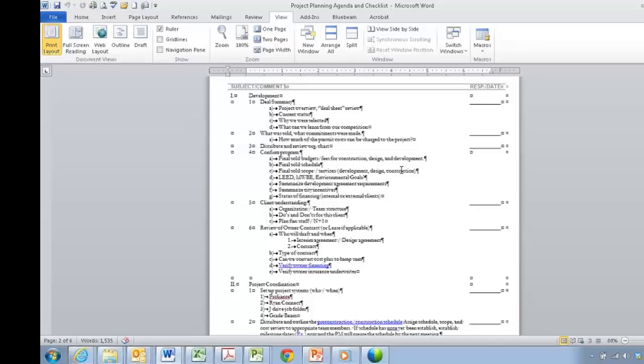So as we talk about development, we need to know where we stand. What are the terms? Make sure everybody understands what the basis of the project is, especially when it's a development deal that involves all aspects of the Ryan value chain.